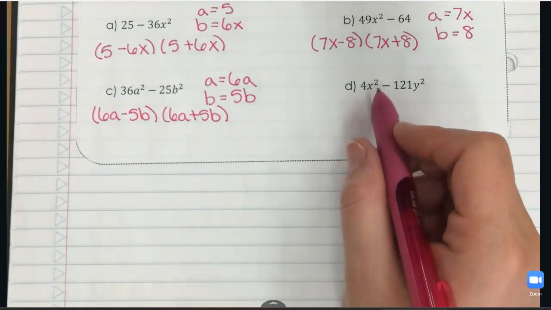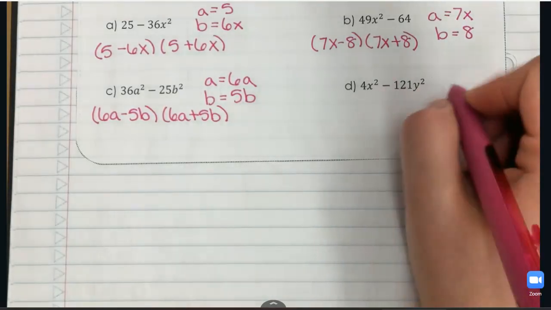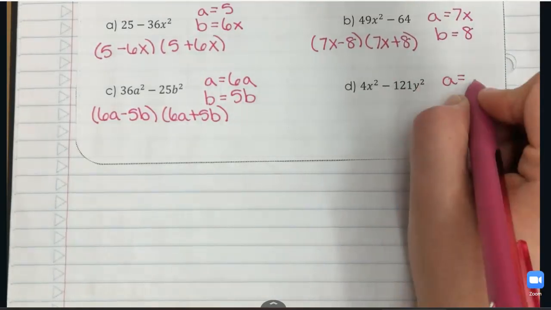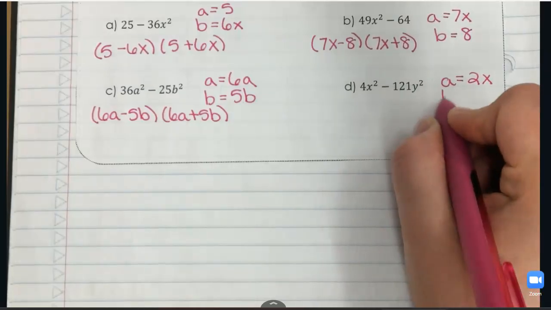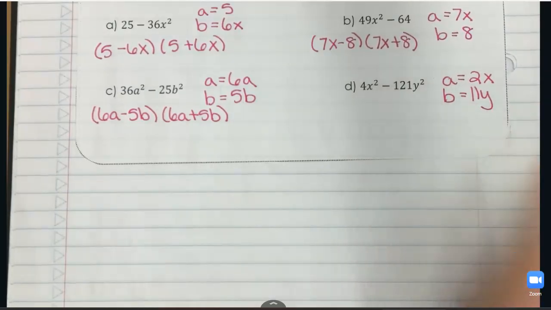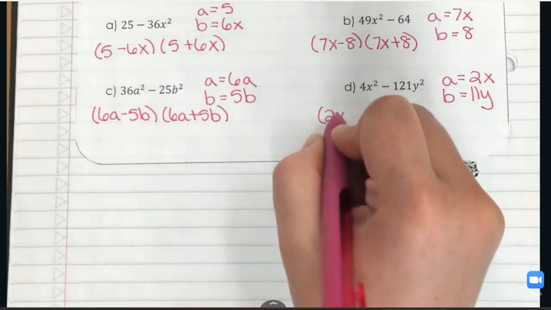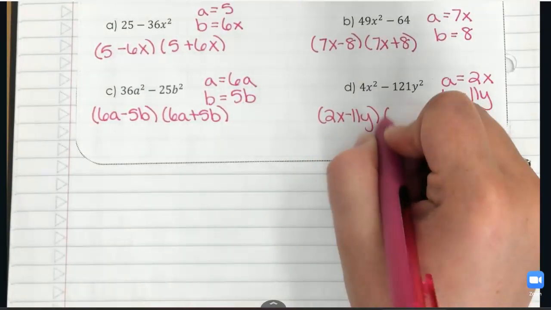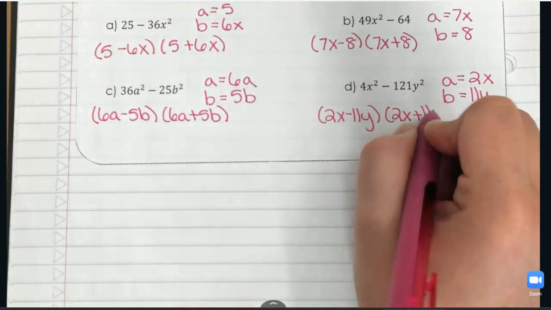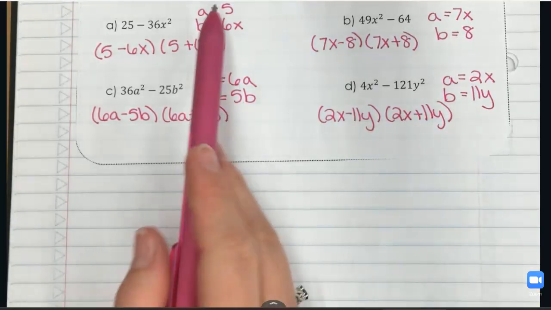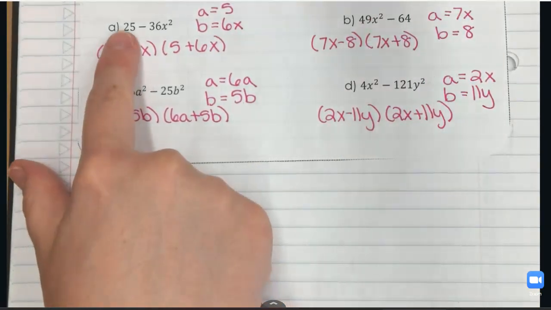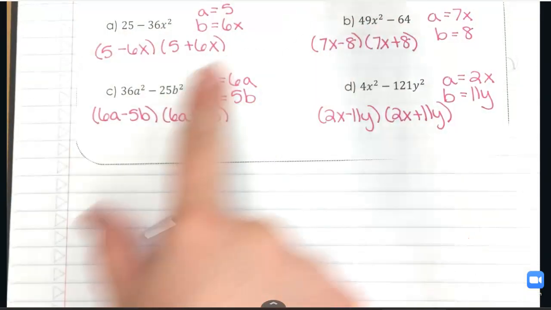And then lastly, 4x squared minus 121y squared. My a value here is 2x. My b value is 11y. So my two factors are 2x minus 11y and 2x plus 11y. And again, I found each of those a and b's by square rooting the perfect square.